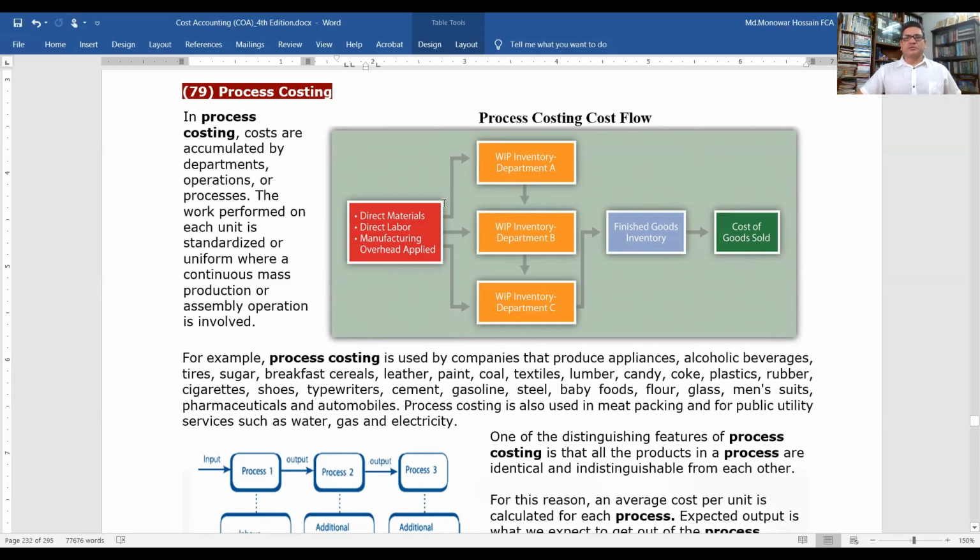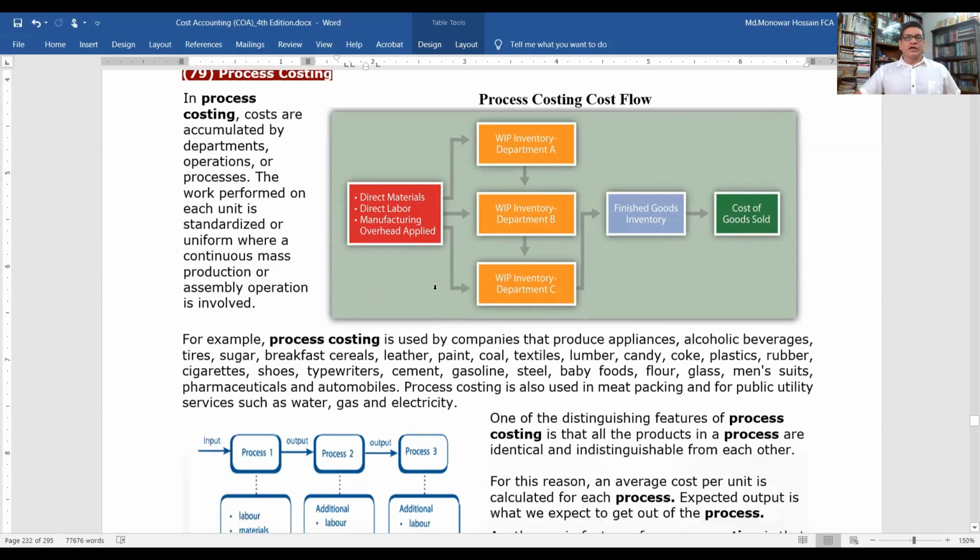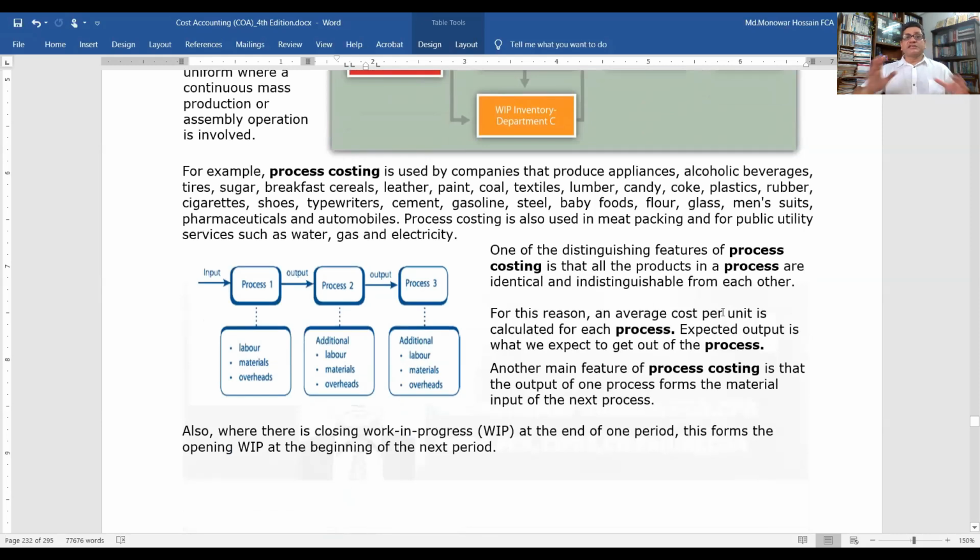This is the process costing cost flow. Process costing is used by companies that produce appliances, alcoholic beverages, tires, sugar, breakfast cereal, leather, paint, coal, textiles, lumber, candy, coke, plastic, rubber, shoes, etc.